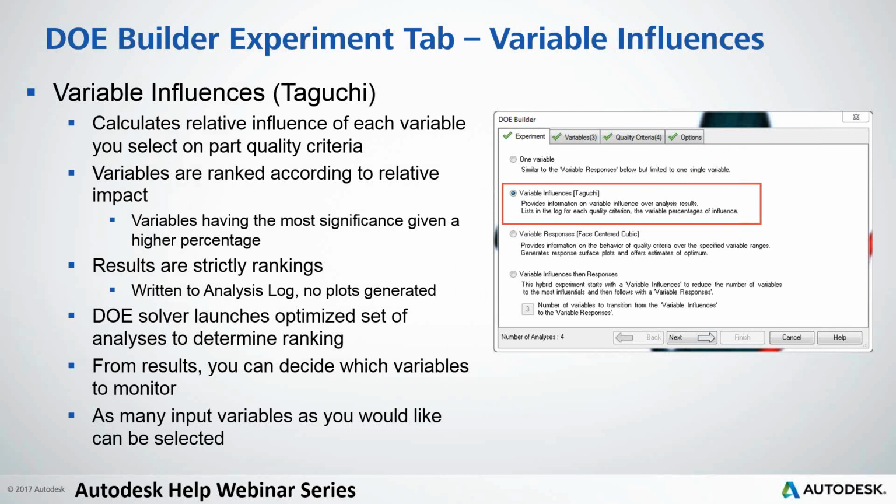Variable influences is the recommended experiment if you are unsure of which variables to monitor. The DOE solver launches an optimized set of analyses to determine this ranking, and from the results, you can decide if you need to monitor all of your selected variables or just a subset of them. You're able to select as many variables as you'd like with this experiment type.